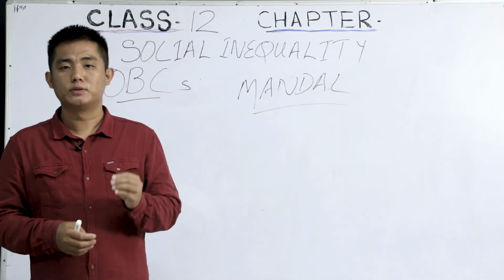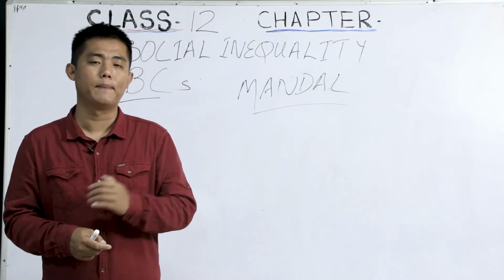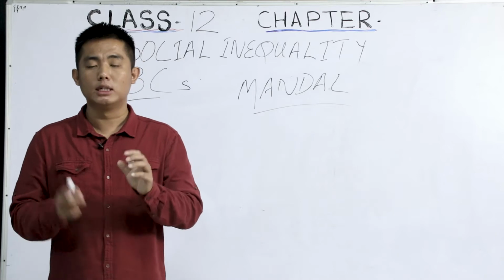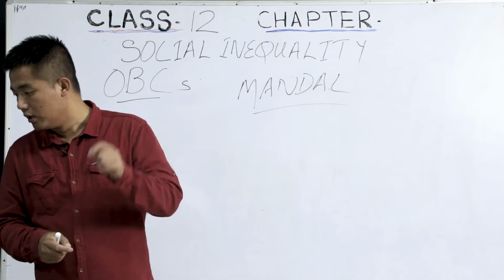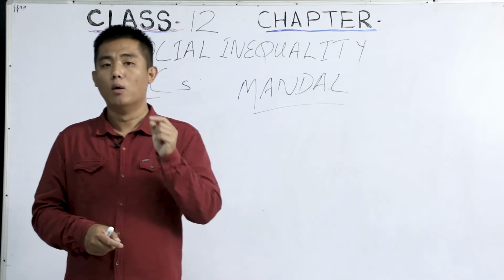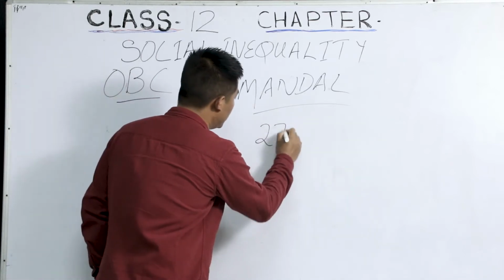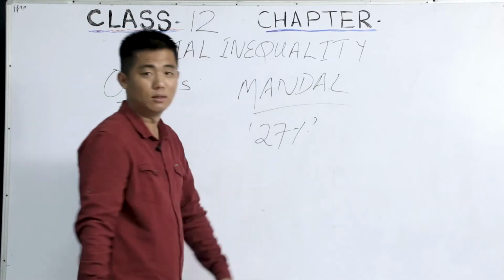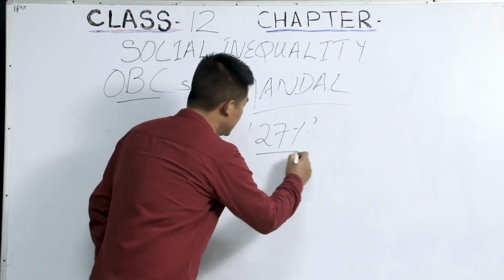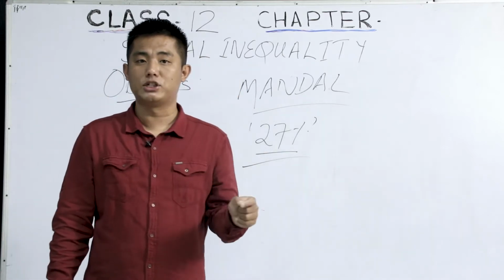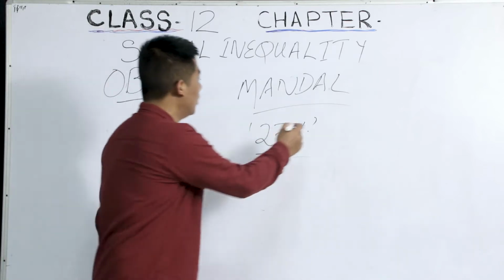Now, the scheduled tribes and the scheduled castes were given reservation of around 22.5% by the Indian government, but the OBCs never enjoyed such rights. That is the reason why in the year 1979, during the time of the Janata Party, some reservations were given to them. They suggested that 27% of the jobs in the government sector should be reserved for the OBCs.